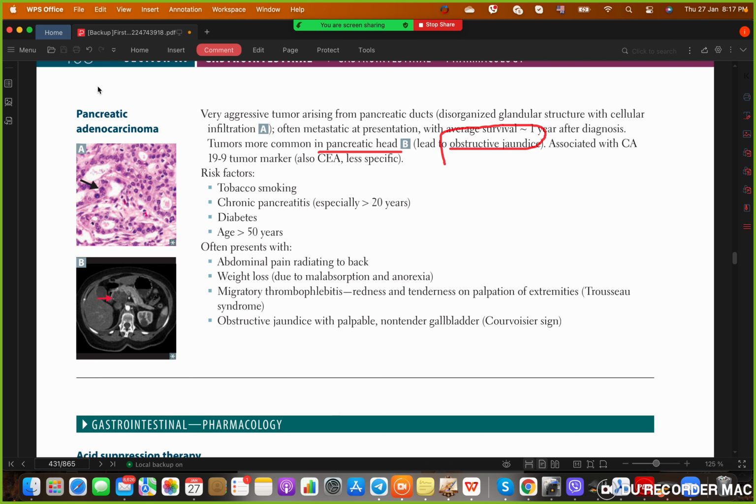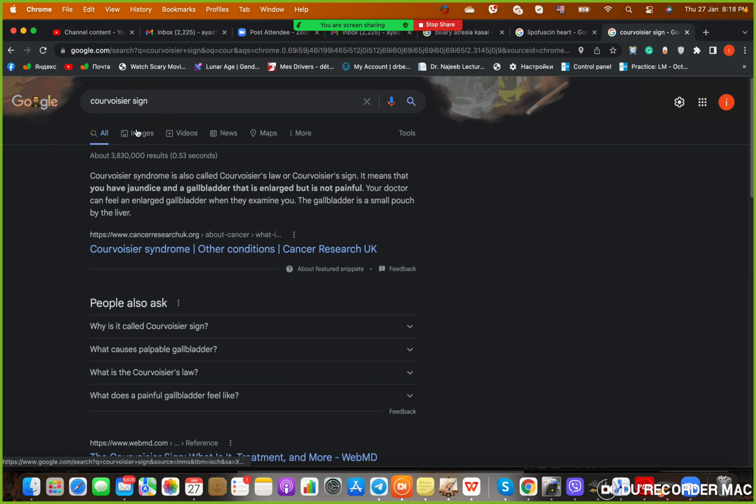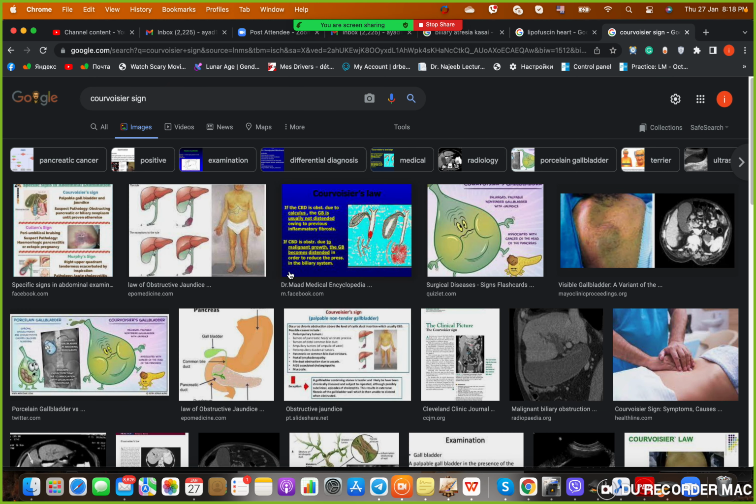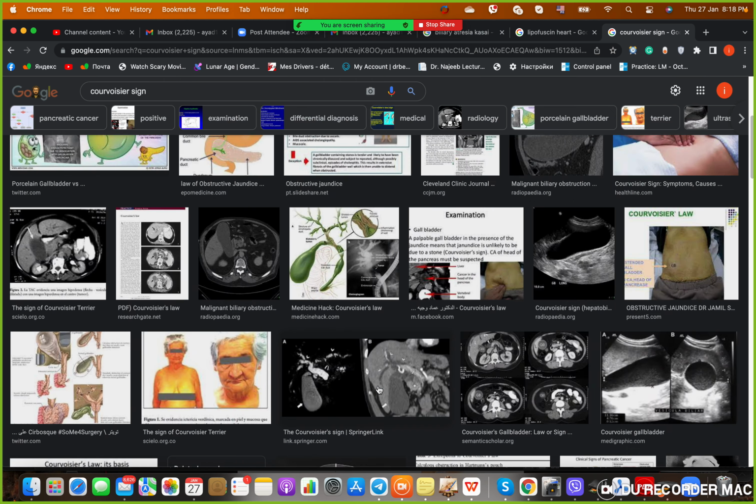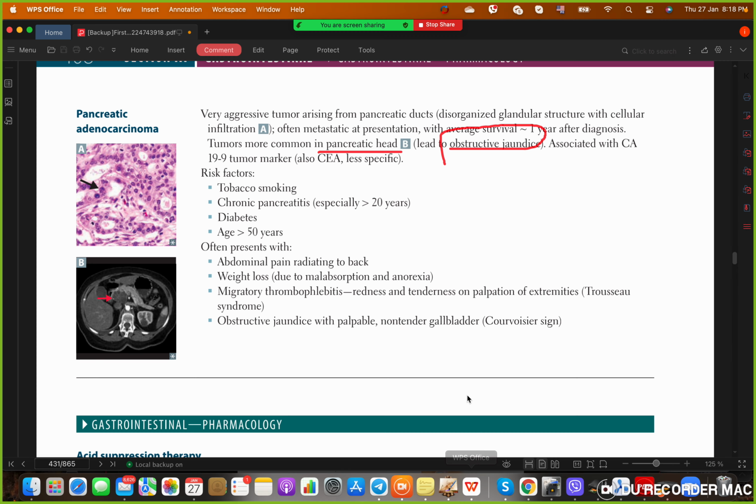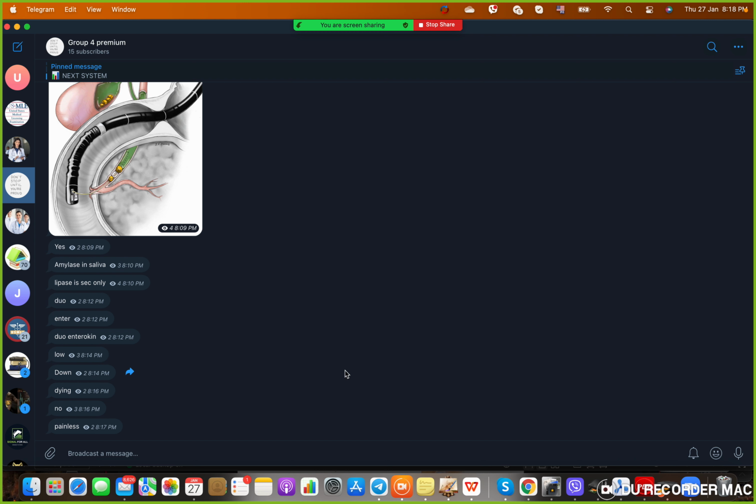Painless. This is the Courvoisier sign, basically. And I would like to show you a picture of it. If you take a look at this patient. Oh, by the way, guys, since the obstruction, does it happen suddenly or does it take time to happen in case of cancer?